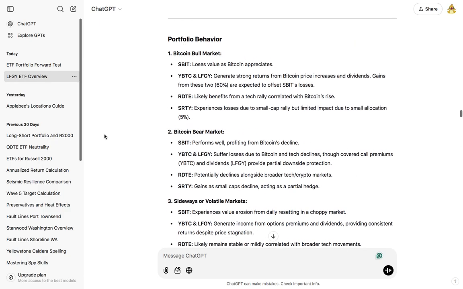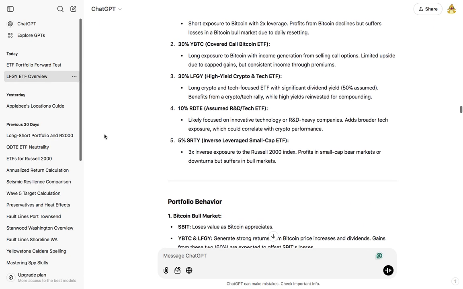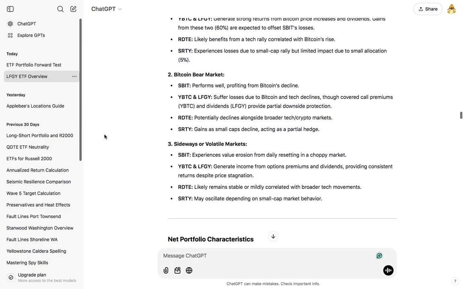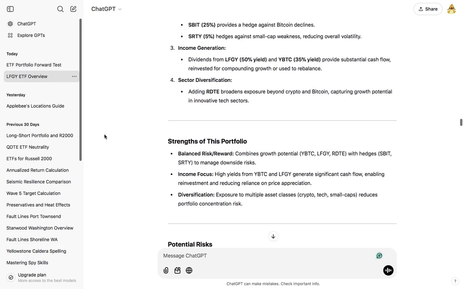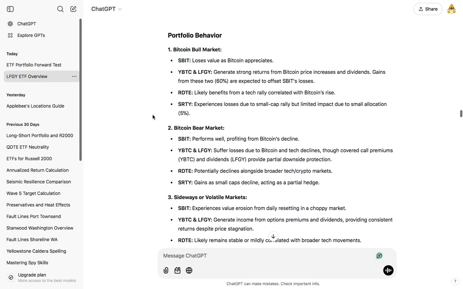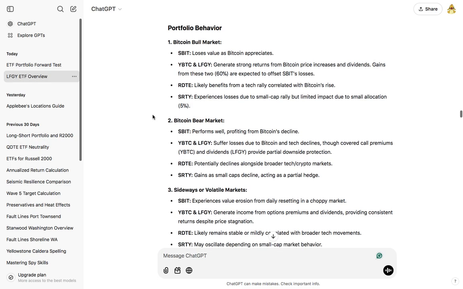I ended up asking what would happen if the Russell 2000 was added to it, 10% RDTE paired with 5% SRTY. It went through the simulations in a bull market and a bear market, a sideways market, a Bitcoin bear market, and a Bitcoin bull market. So I thought this was really where we started to get what I wanted to see. What's going to happen in a bull market, a bear market, or a sideways or volatile market.